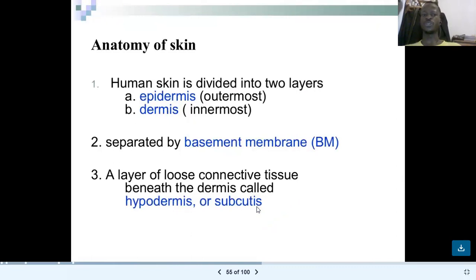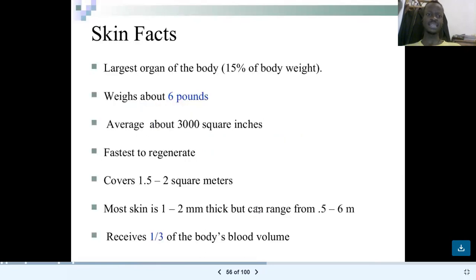Then, of course, the skin is divided into two layers, an outermost epidermis and an innermost dermis. And these two are separated by the basement membrane, which is basically type 4 collagen, as well as some type 3 collagen that you find there. Then you find a loose layer of connective tissue beneath the dermis, which is your hypodermis or subcutis. If you are referring to some veterinary anatomy, you can use such terminology. Then these are some of the facts that you find in the skin.